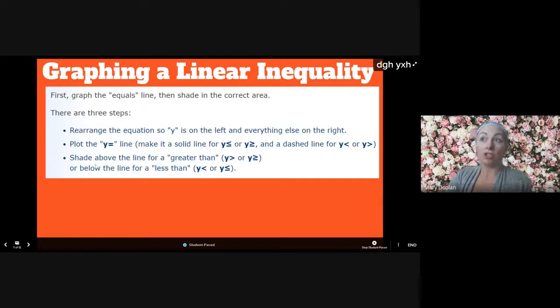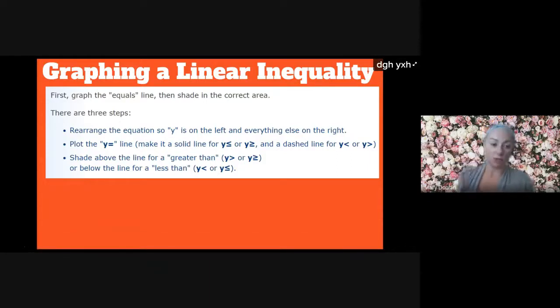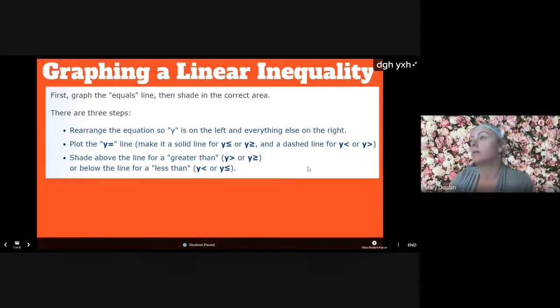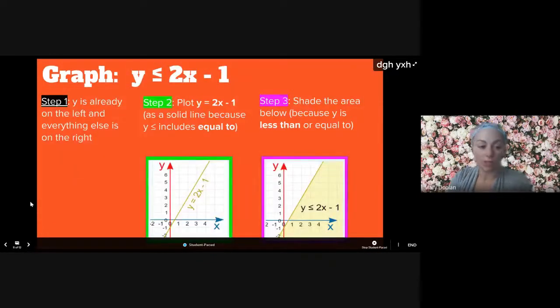And then the last one is shade above the line for greater than symbols or greater than or equal to, or shade below the line for less than or equal to. So depending on if it's those two that start with greater than, that's everywhere where y is greater than, above, or less than, below, where everything is less than. Okay, so these are our 3 steps.